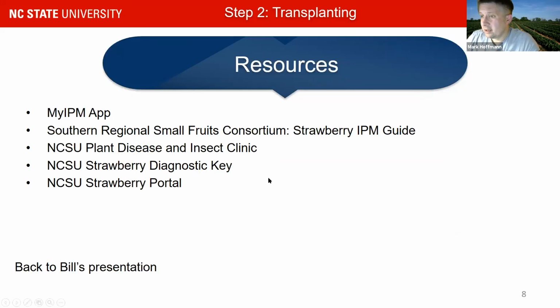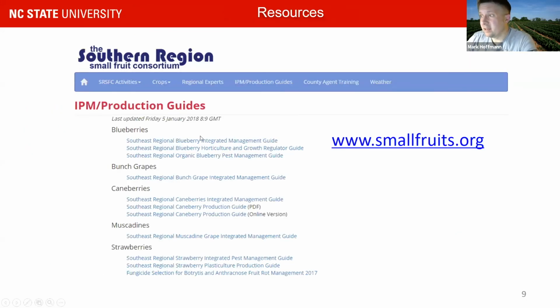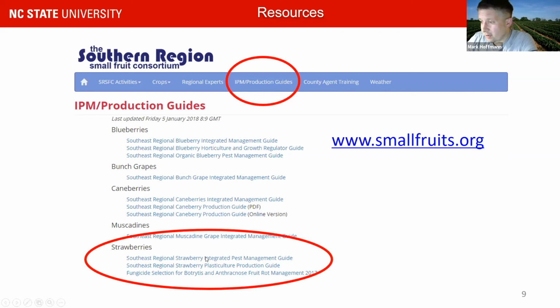And to access it, the homepage looks like this, and there's an IPM production guide. That's where you click. Then you click here on strawberries, and you see you have a regional strawberry integrated pest management guide. This is the one which you're going to click.